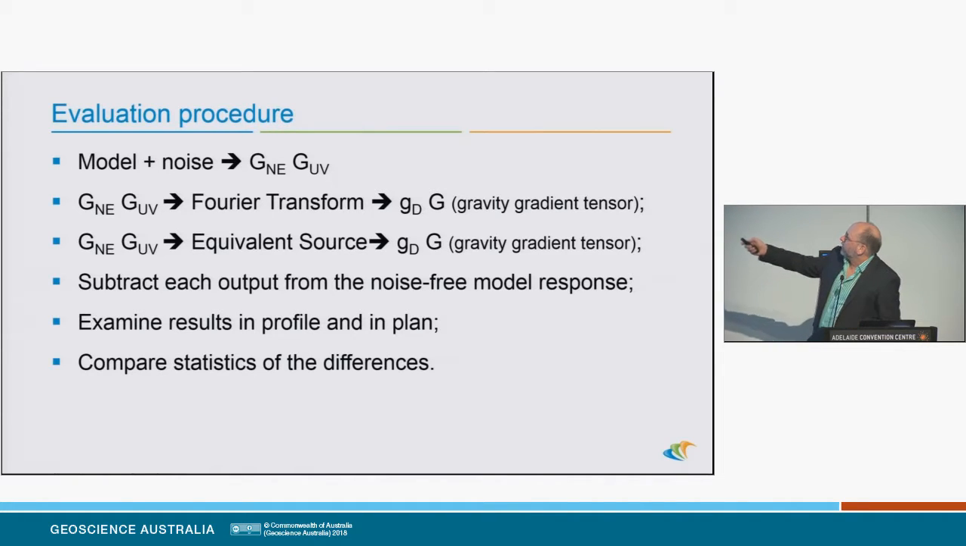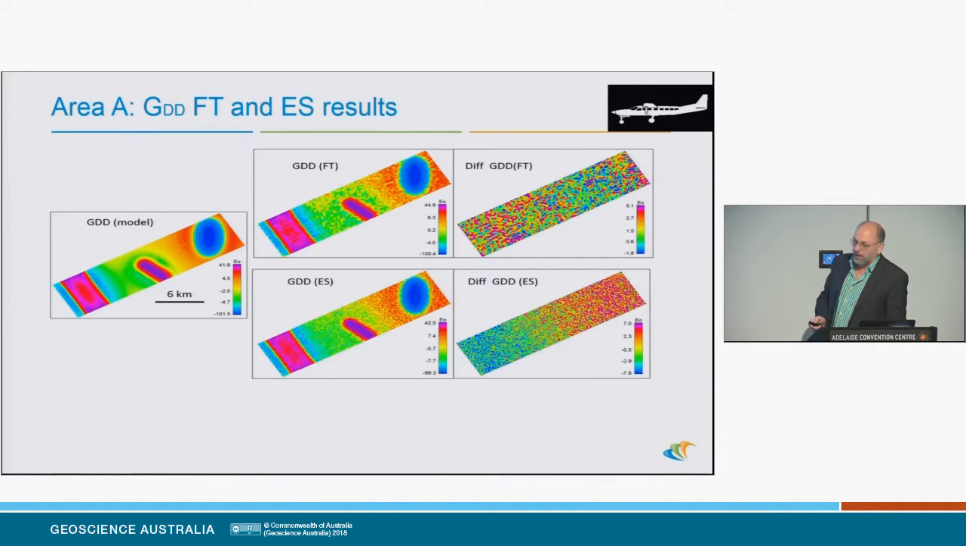Okay, so to run through the procedure, we added noise to the model data to get us our simulated measured data. Fourier transformed that to give us the tensor and gravity. Used the equivalent source process to give us the same things. And then each of these outputs was subtracted separately from the true model without noise, from the noise-free response. And then we look at the differences in pictures and we look at the statistics of the differences.